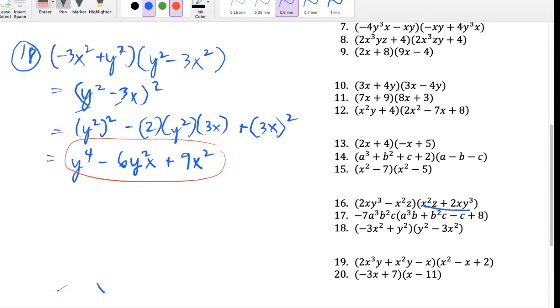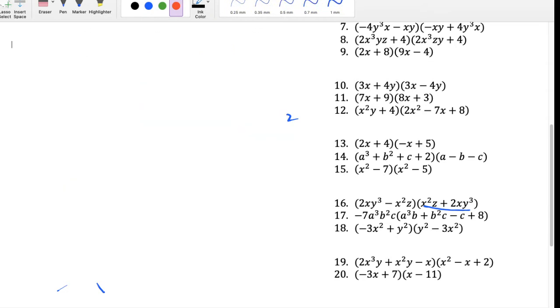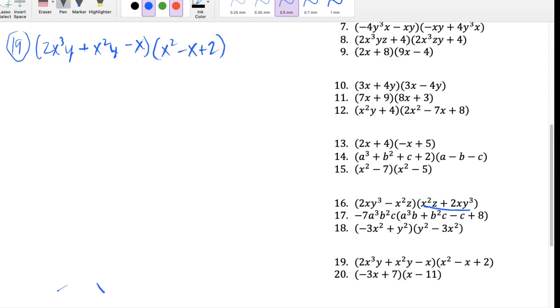Okay, number 20. So for number 20, meron tayong trinomial. Ang haba pala nito. Ay, number 19, sorry. Okay, so we have 2x cubed y plus x squared y minus x squared minus x plus 2.